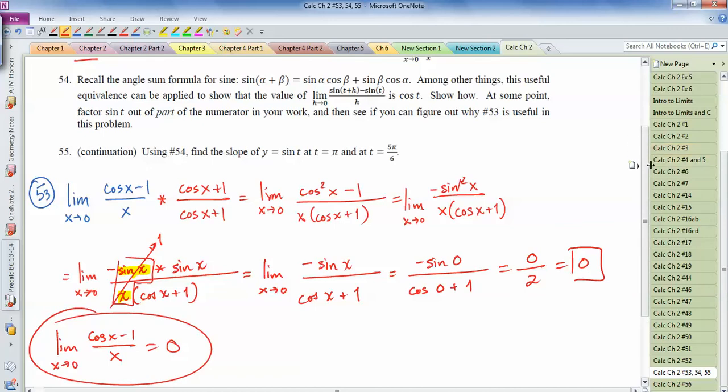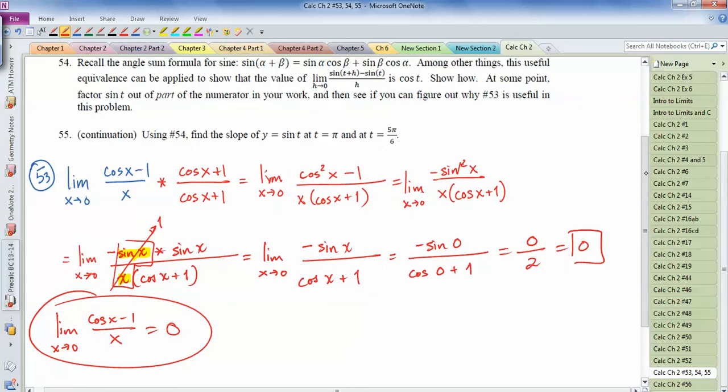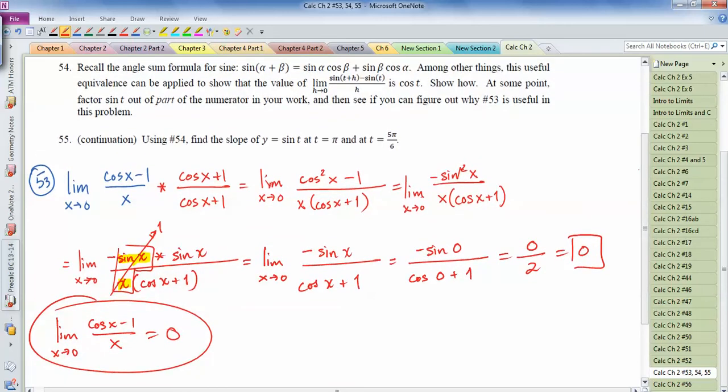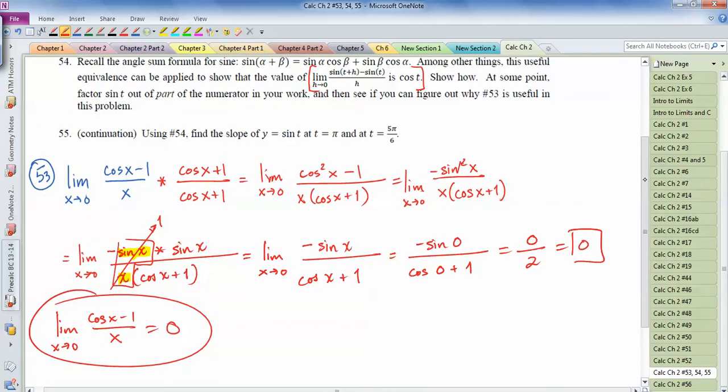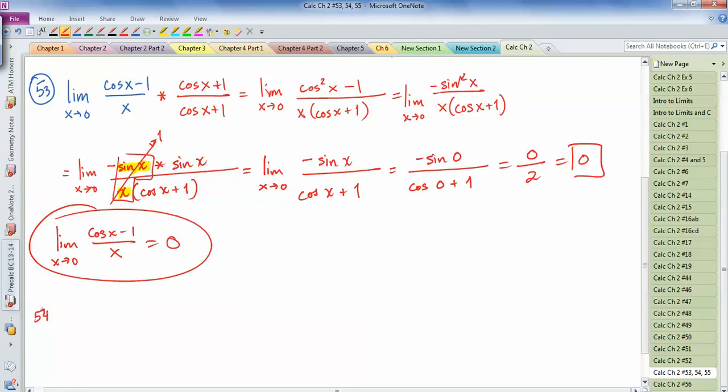So 54, actually, let's just do 54 the way it shows up. Show this is true. That's what we're trying to do. So I'll write that down here. I've got it memorized. So 54, limit as h goes to 0 of sine(t plus h) minus sine t all over h.